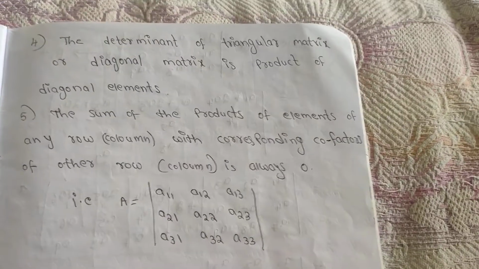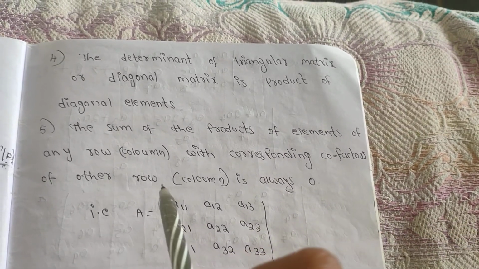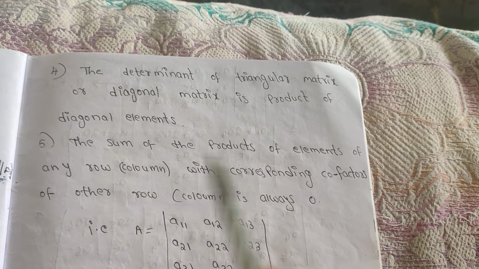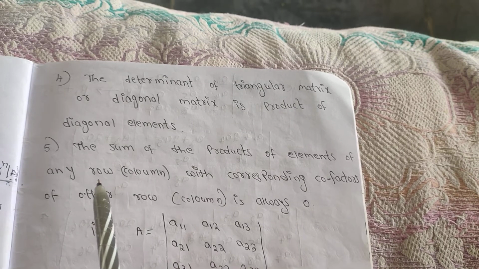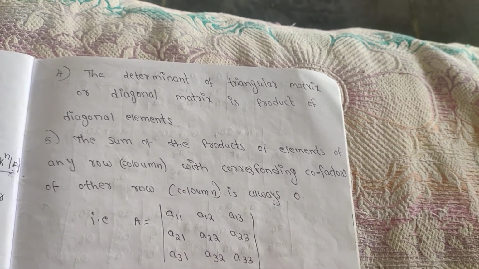The sum of the product of elements of any row or column with the corresponding cofactors of any other row is always 0. See here, sum of the product of the elements of any row or column. First you go with the row, any row, with corresponding cofactors of any other row is always 0.